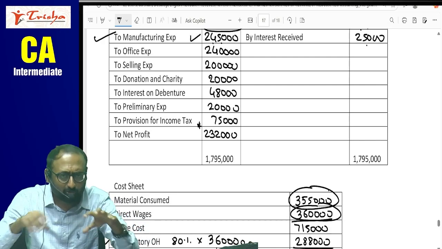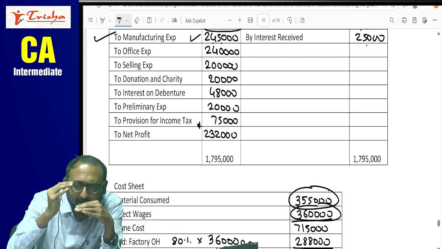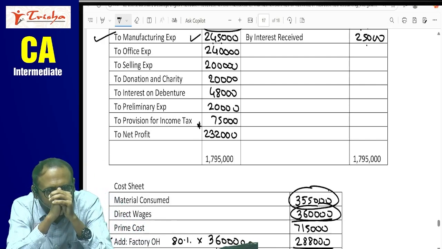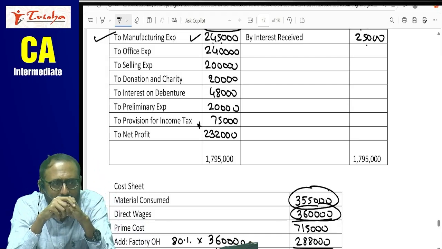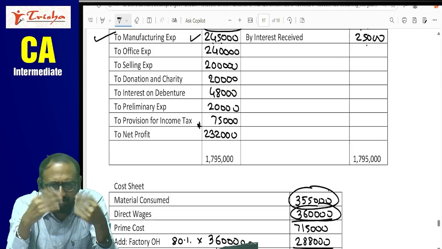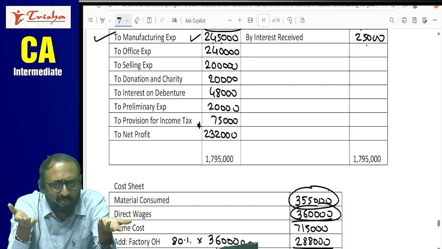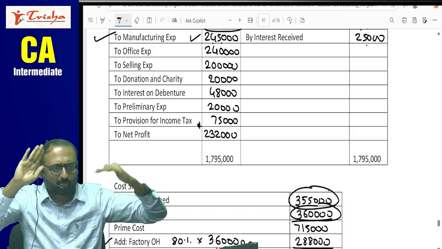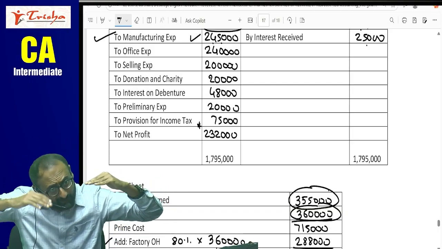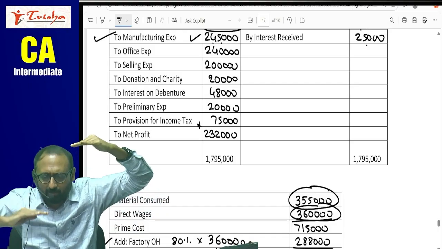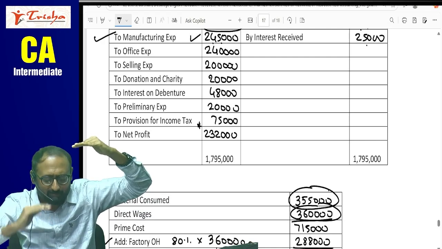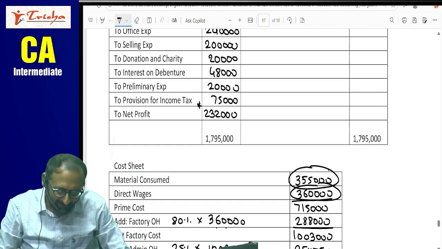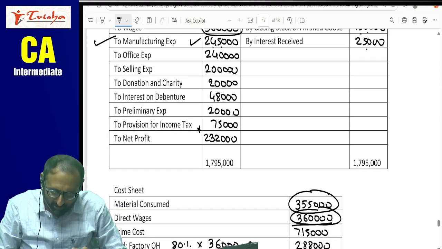Quickly tell me whose profit will be more and whose profit will be less. Within a second, you should have the answer. Will costing profit be more or less? Less. Why will costing profit be less? Simple enough, sir. Extra expenses are taken. Over absorption means extra expenses taken. So under costing, you are taking extra expenses, so profit under costing will be less. You are going from costing to finance, so you will have to add that item. So over absorption of factory overhead, I'll add. Sir, can you please check how much is the difference?